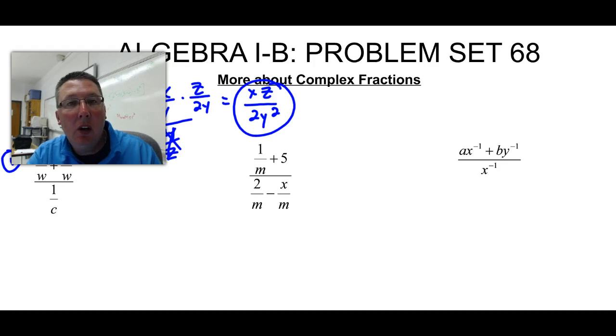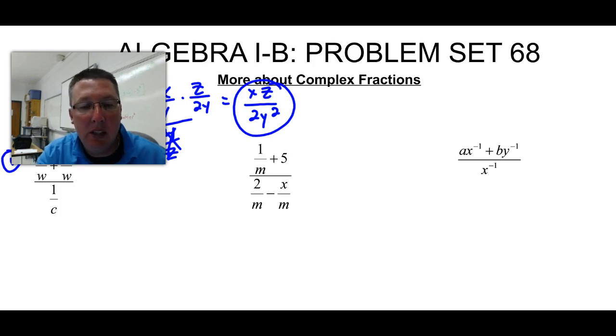So look at all the denominators. I have a w and a c. What I want to look at is if I were to get a common denominator for every little fraction inside of there, what would it be? In this case, with the w's and the c, my common denominator would be cw. Now, I'm going to use that to simplify this problem.